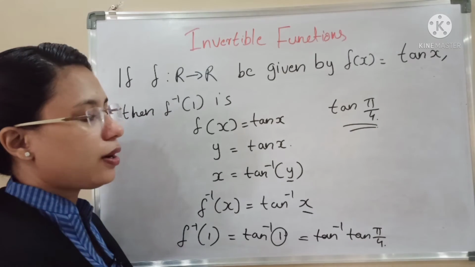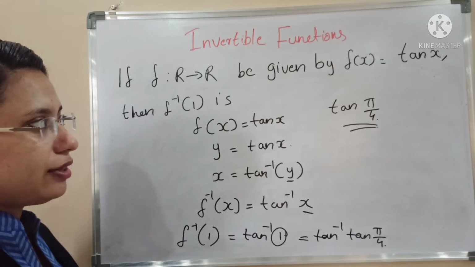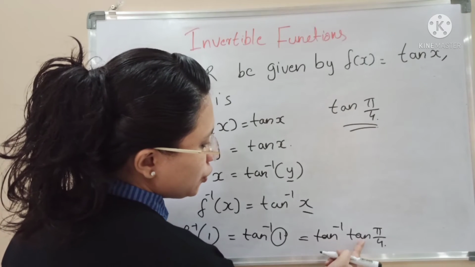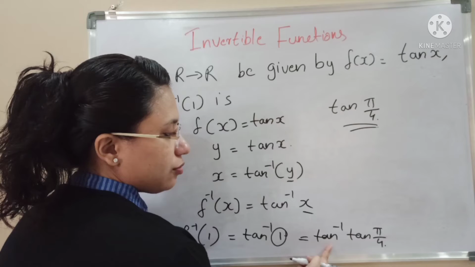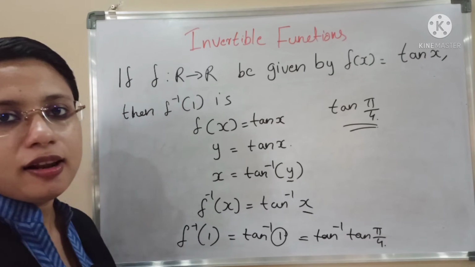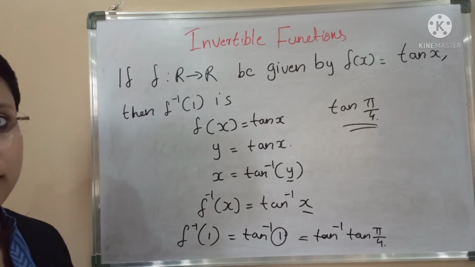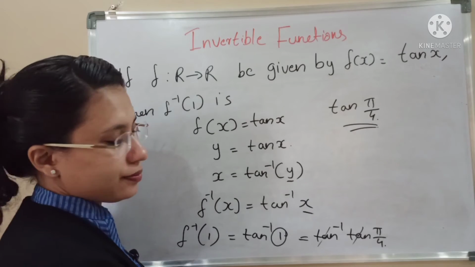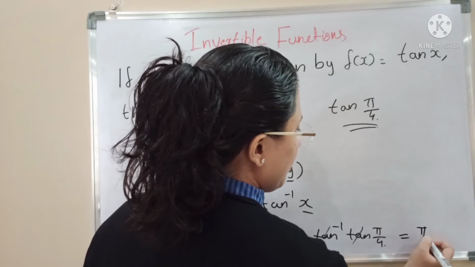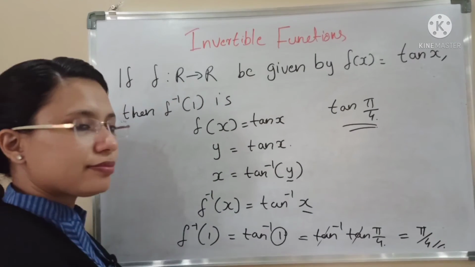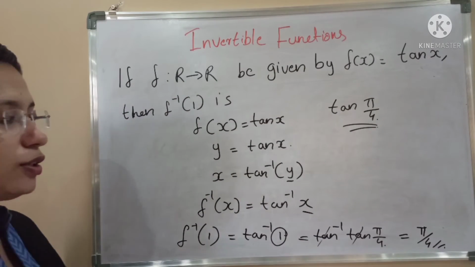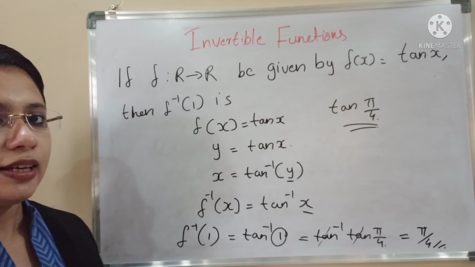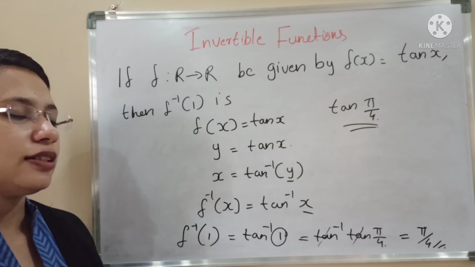And here the value 1 will be given by tan pi by 4. Okay, so when two functions, one inverse and a normal function, come together, what will happen? Both will get cancelled. Okay, so our answer will be pi by 4. These are inverse operations. So tan inverse and tan, if they come together, both will get cancelled. Okay, so our answer will be pi by 4.